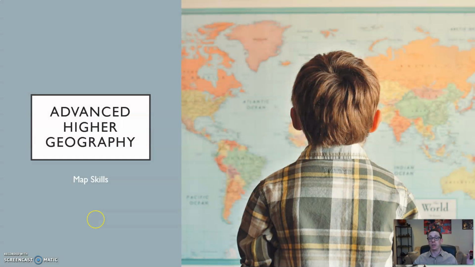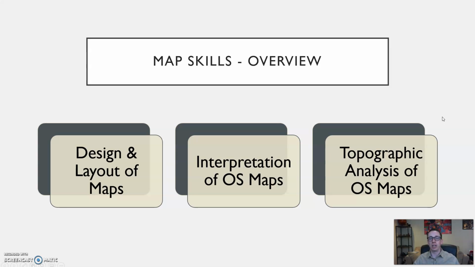But without further ado, to get us started today, we are going to be looking at the introduction of the map skills element in the Advanced Higher course. Now, in terms of this entire little map skills section, what things are we going to be looking at? Well, first, in today's video, the design and the layout of maps. How do we actually go about creating them? What do we need to consider? And what styles of maps are out there that we can use to put across different thoughts, different ideas, different information about a particular spatial area.